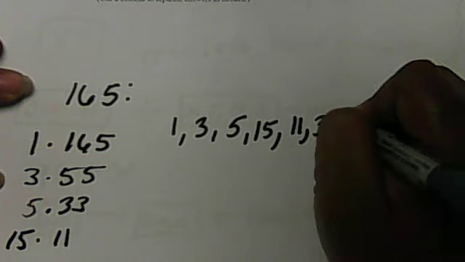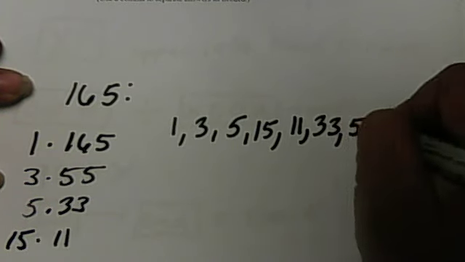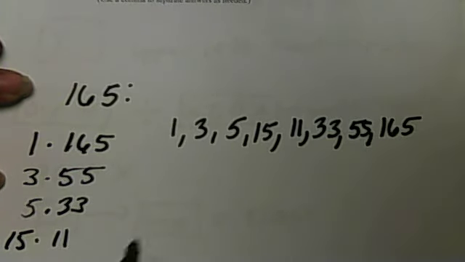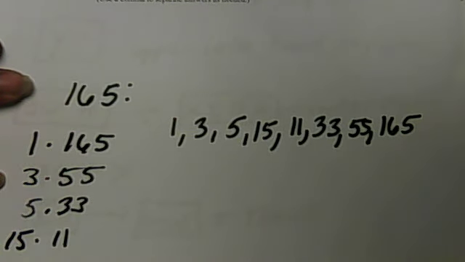So I could list them: 1, 3, 5, 11, 15, doesn't matter the order, 33, 55, and 165. Right, I got 8 numbers here, 8 numbers here, I just listed it. So that's how you list the factors of a number.